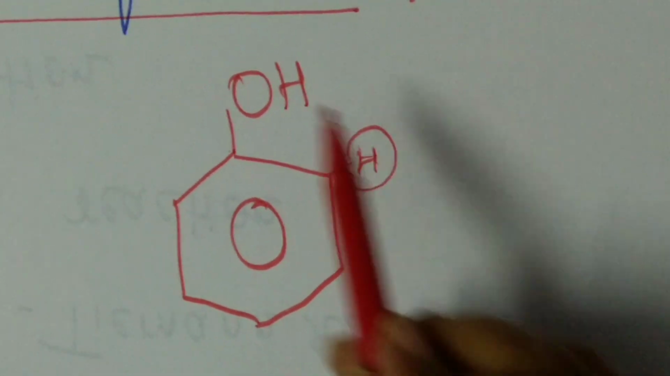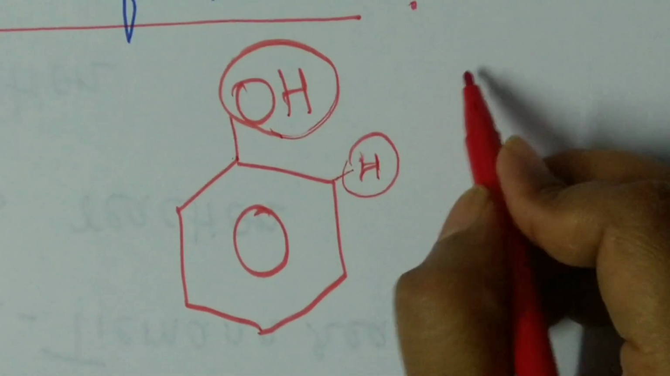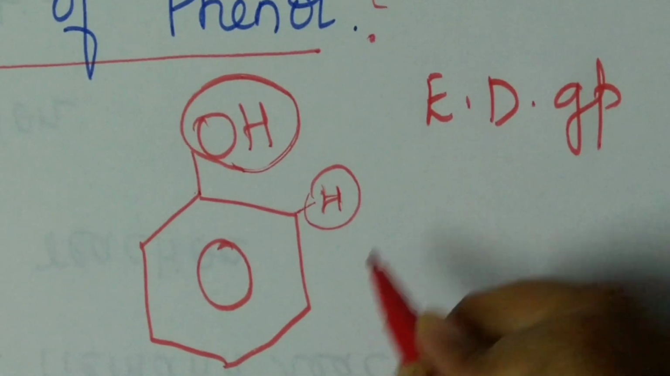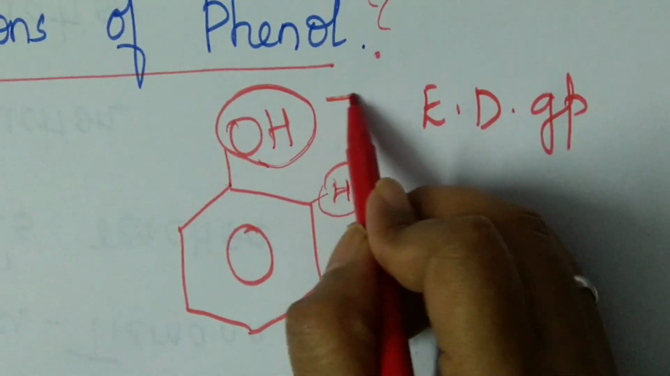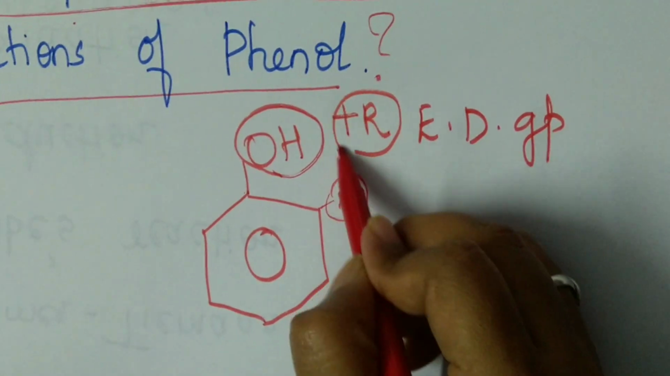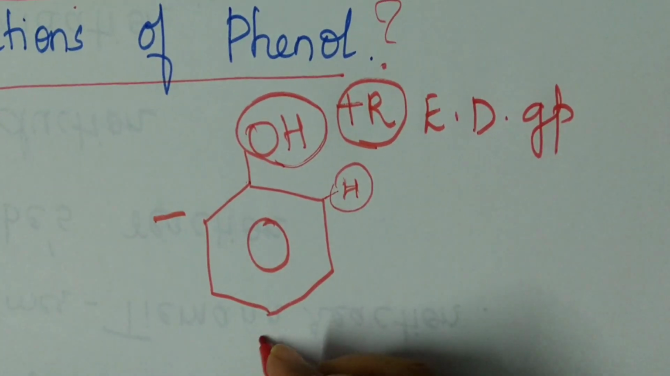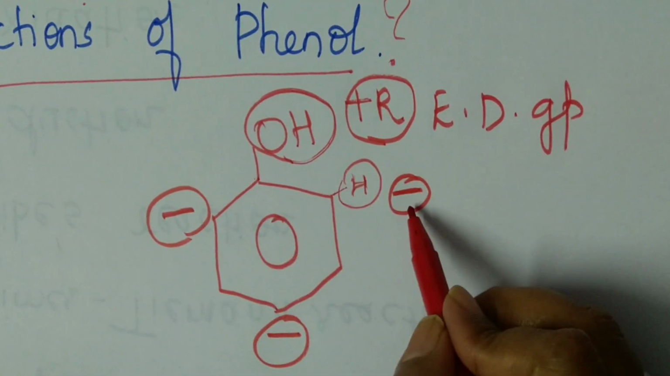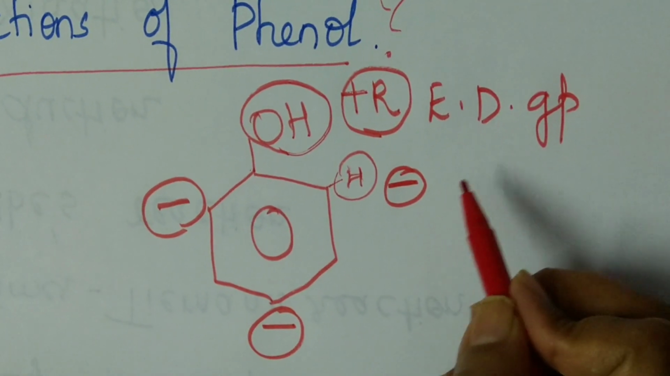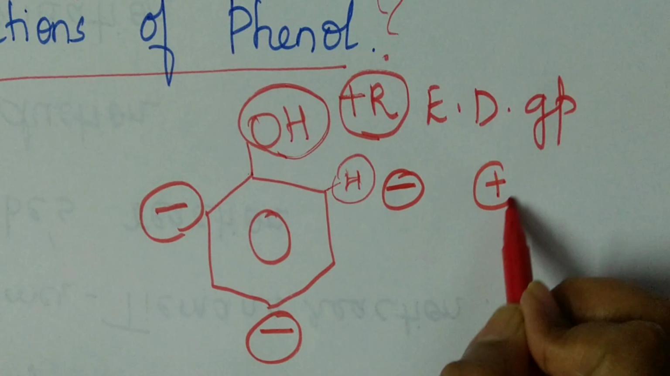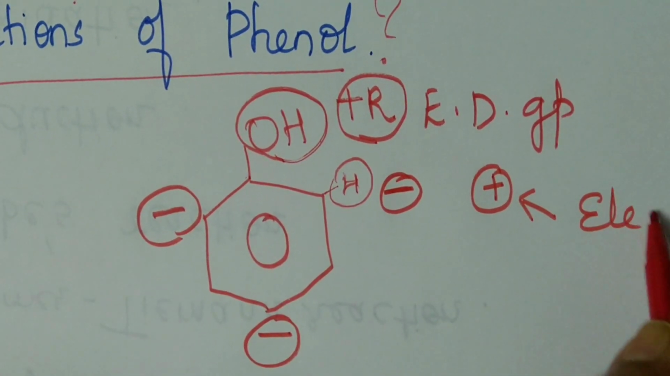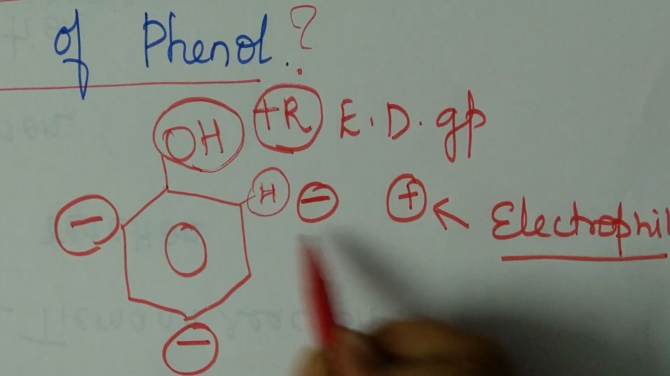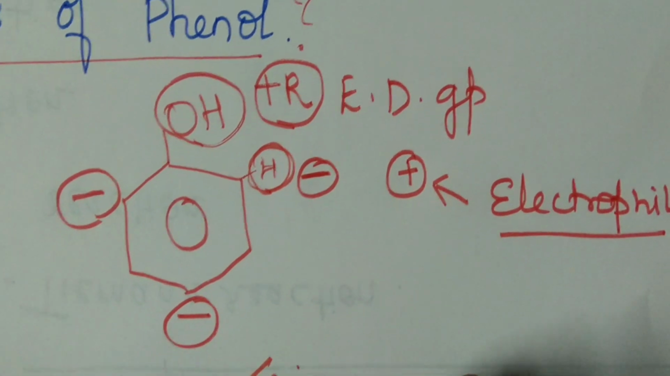Then why electrophilic? OH group is an electron donating group. It is electron donating due to plus R effect. Because of this, there is development of negative charge at ortho and para position. Now, because the negative charge is there, it should be attacked by which type of molecules? Molecules which have positive charge, and what are they called as? Electrophiles. Therefore, phenols undergo electrophilic substitution reactions.